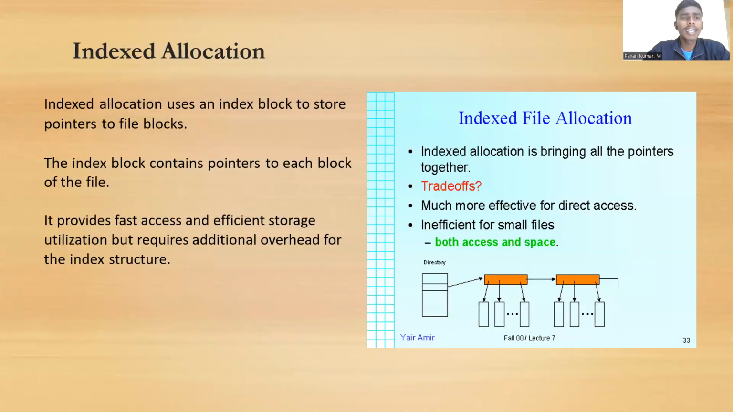Index allocation. Index allocation uses an index block to store pointers to file blocks. The index block contains pointers to each block of the file. It provides fast access and efficient storage utilization but requires additional overhead for the index structure.